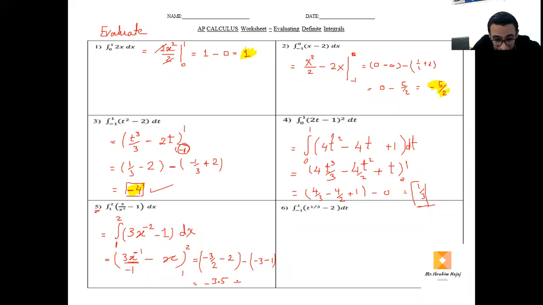Negative 3, negative 1, negative 4, and with the minus it becomes plus 4. So it's now 0.5. Negative? No, positive. So 0. Okay. Thank you, Faris.